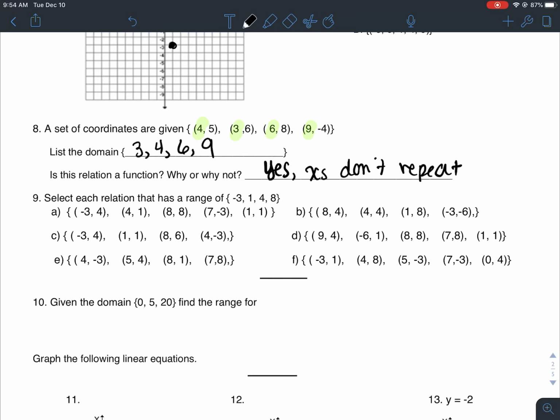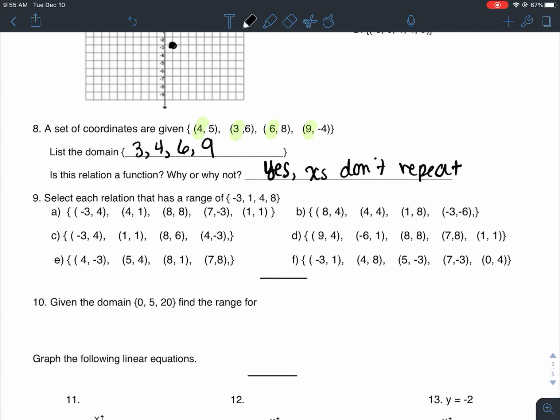Now we're looking for all of the ones where all of the x's don't repeat. Here we go. Just pulling up this thing to make sure.